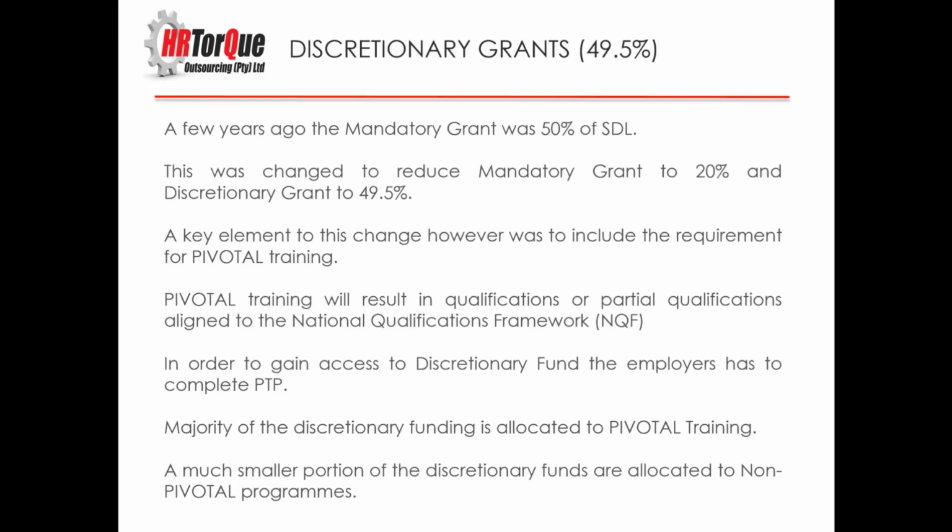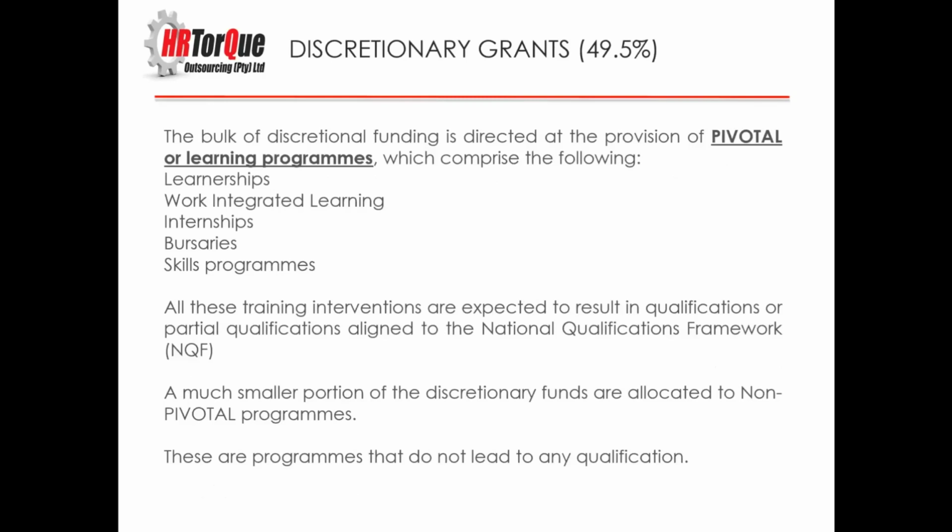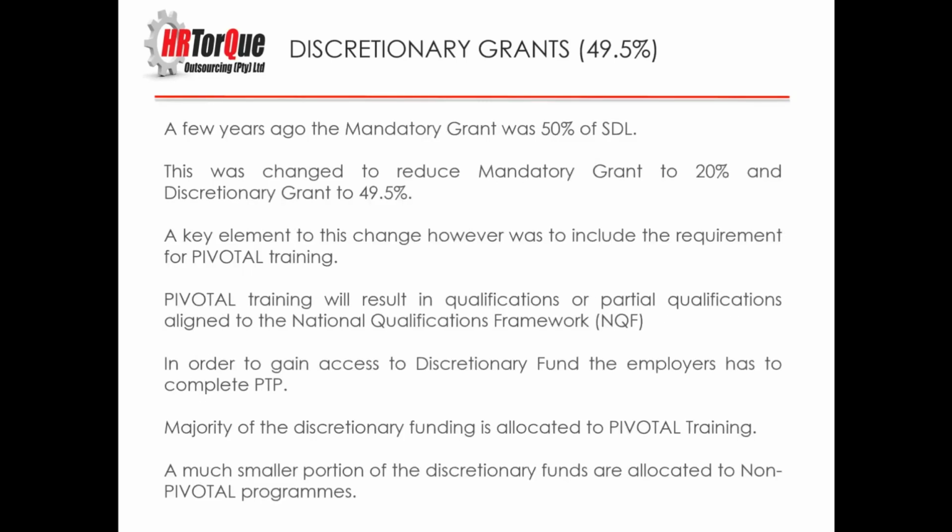And in order to gain access to the discretionary fund, you as the employer must complete your pivotal training program. So in order to gain access to any of these things where they have the discretionary funding, on your workplace skills plan, you must put in your pivotal training plan. So you must say to the CETA that your intention is to train people correctly and to allow them to get a qualification, or at least that's what you're making application for. Okay, so the majority, as I said, of the discretionary funding is allocated to pivotal training, and a much smaller portion of the discretionary funds are allocated to the non-pivotal programs.